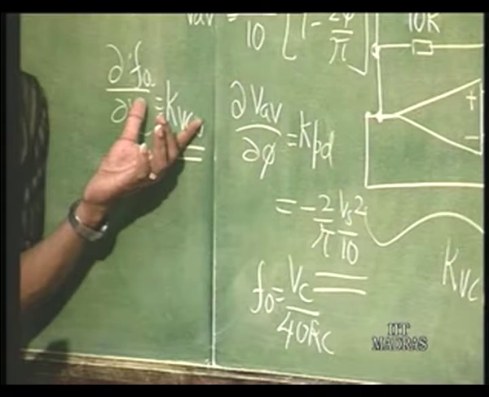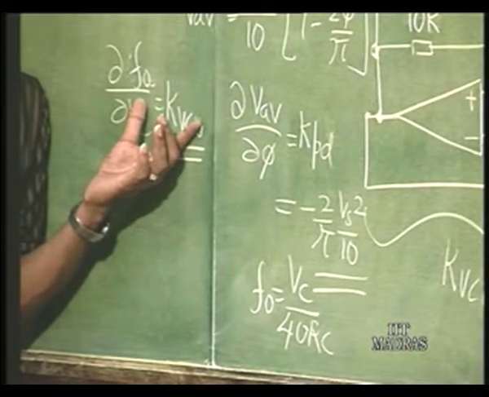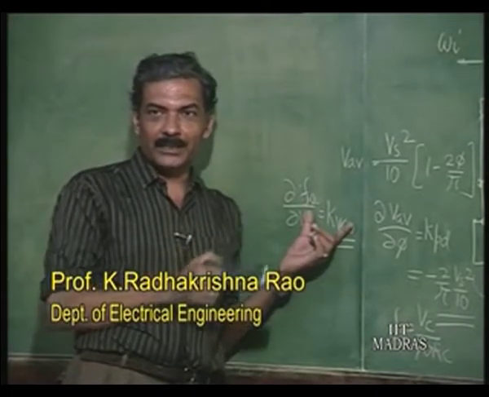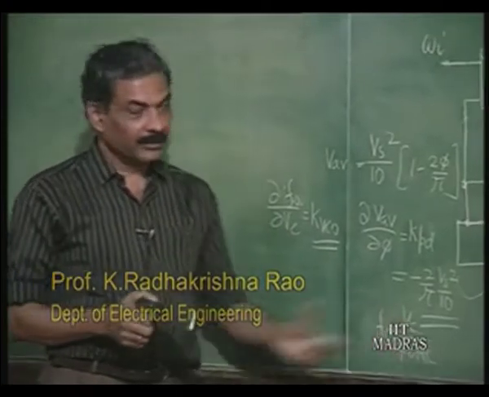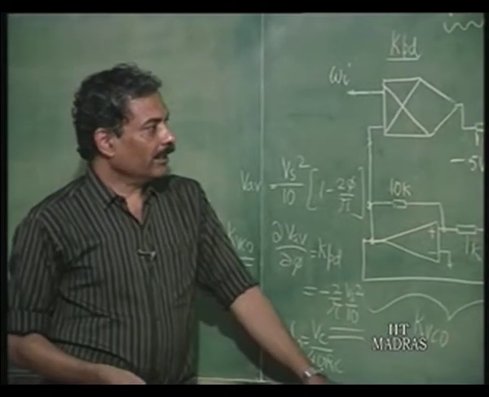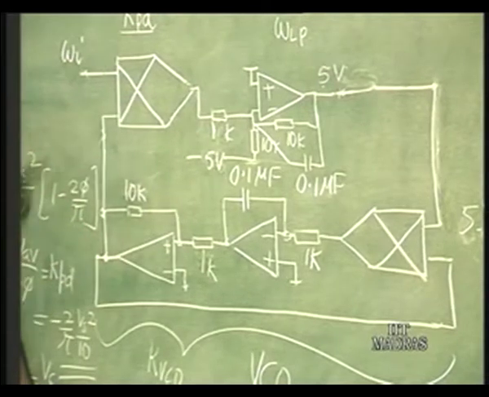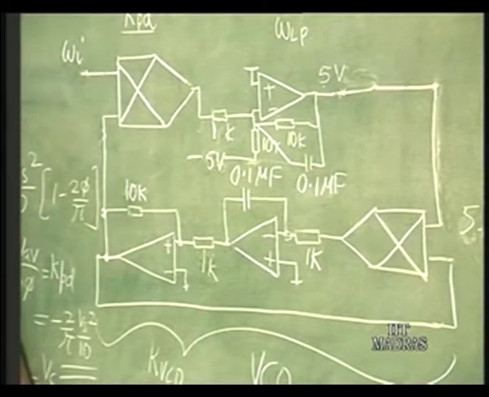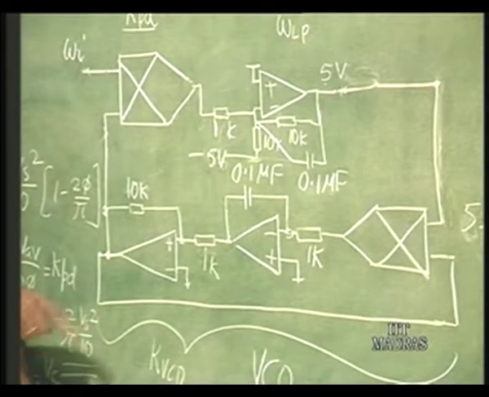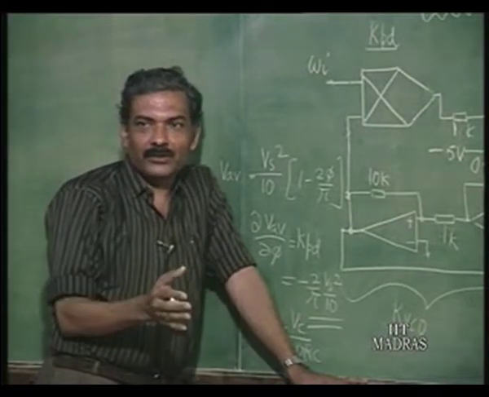That means KVCO is in terms of hertz per volt, not radians per second per volt. If you want to utilize it in any of the transfer functions, you have to convert it into radians per second per volt. That is an important aspect. So, we will initially give no input in the demonstration and see what the free running frequency of the phase lock loop is, then give an input very nearly at the free running frequency and see that it locks, and see how it goes out of lock, etc.